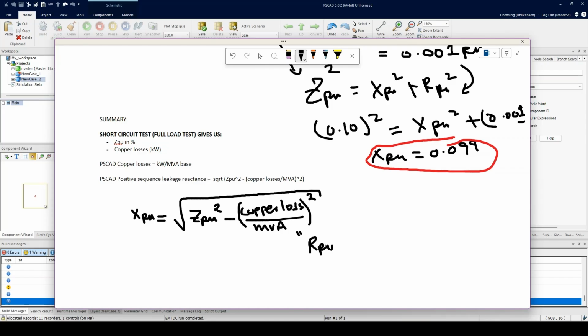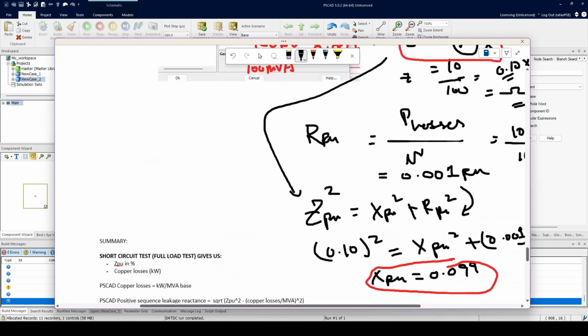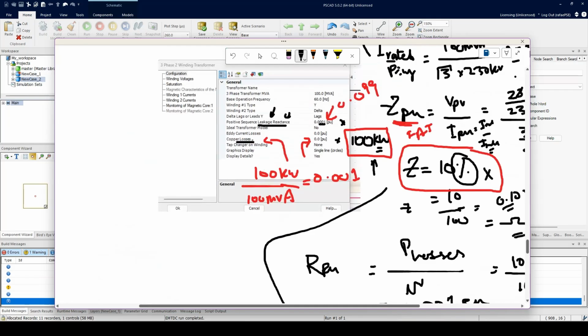I hope that clarifies some of the mystery around what needs to go into these two values. In the next video, we're going to cover some of the other losses that we see in the transformer.